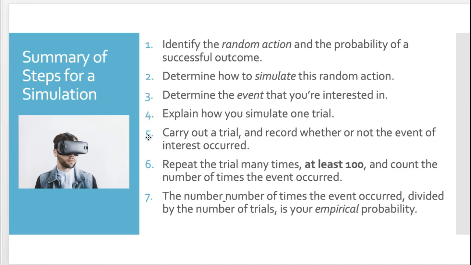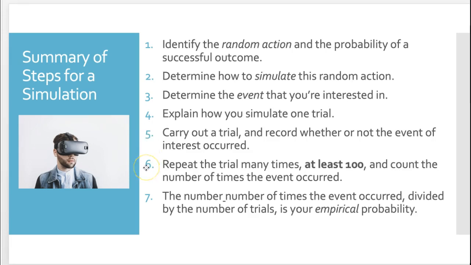5, we carry out a trial and record whether or not the event of interest occurred. So after the 20 coin flips, we recorded the number, right? And then what did we ask? Well, we asked what's the probability that 8 out of the 20, right? 8 out of the 20. So we're counting the number of 8s that occur out of the total number.